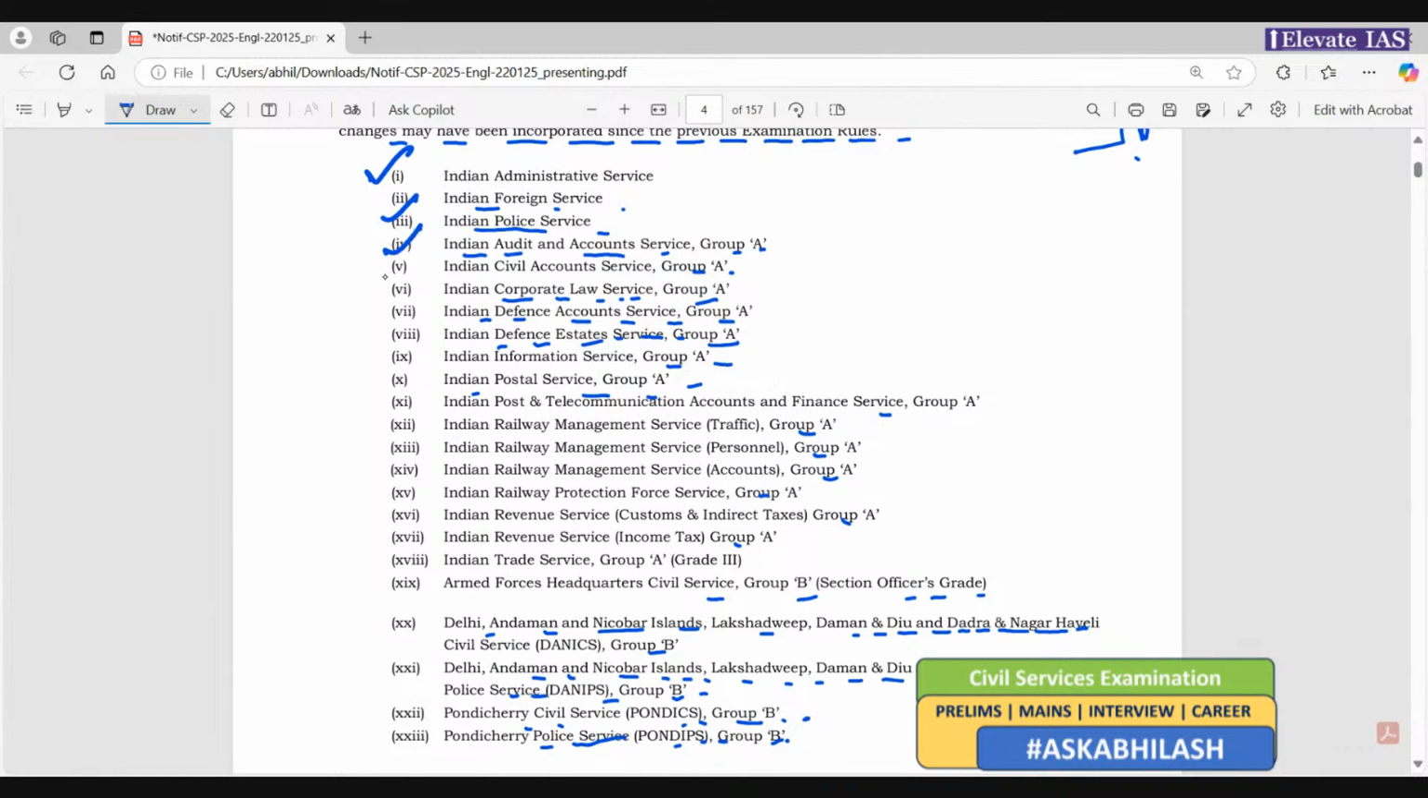IAS, IFS, Police Service, Indian Audit and Accounts, Civil Accounts Service, Corporate Law Service, Indian Defence Estates, Indian Information Service, Indian Postal, Indian Post and Telecommunication Accounts and Finance Service, Indian Railway Management Service Traffic, Personnel, and Accounts, Indian Railway Protection Force Service, Indian Revenue Service Customs and Indirect Taxes, Indian Revenue Service Income Tax, Indian Trade Service Group A Grade 3, Armed Forces Headquarters Civil Service, DANICS, DANIPS, Pondicherry Civil Service, Pondicherry Police Service.